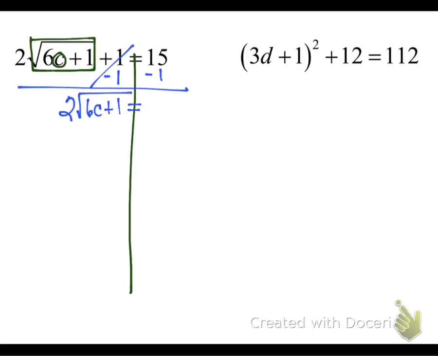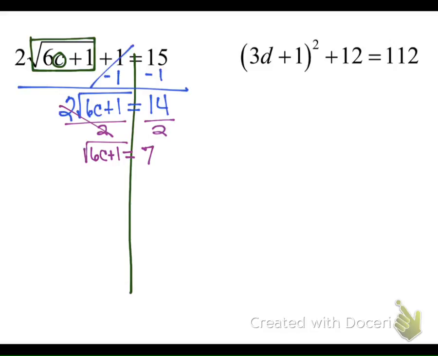So then I have 15 minus 1 is 14. Okay? Now what? Divide it by 2. So now I have 6c. The square root of 6c plus 1 equals 7. Okay, now my square root's by itself.